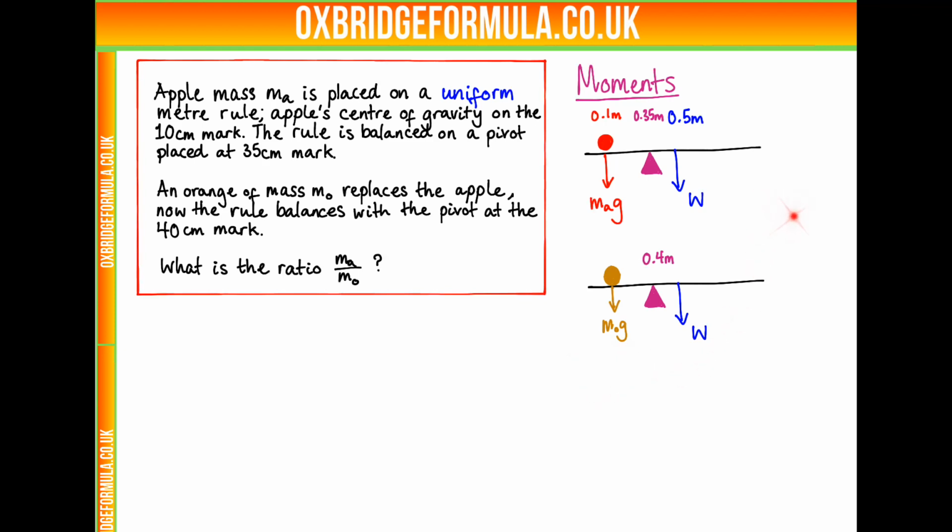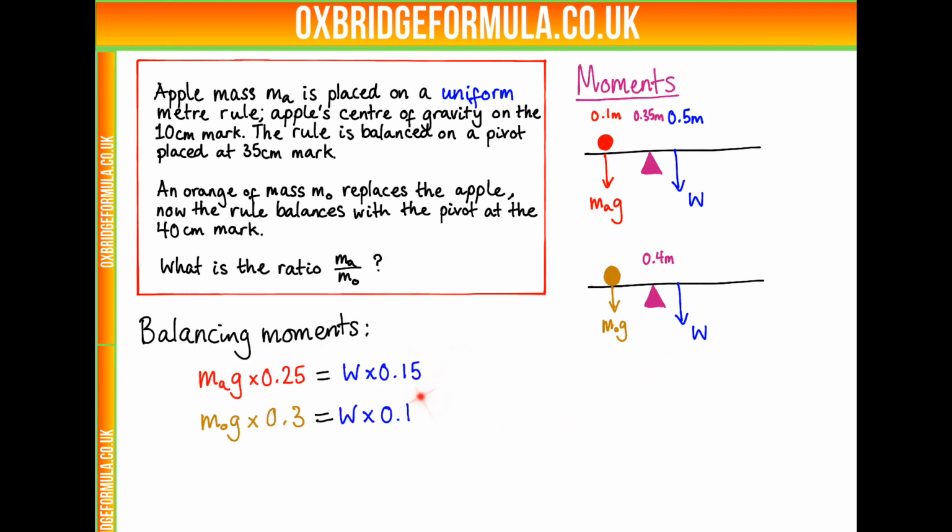So what do we do now? What do you think we should do? Well, if we balance the moments, we have the weight of the apple times its distance from the pivot, 0.25, is equal to the weight of the ruler times 0.15. And then for the orange, the weight of the orange times its distance, 0.3 meters from the pivot, equals the weight of the meter rule times 0.1, now the new distance between the weight and the pivot.